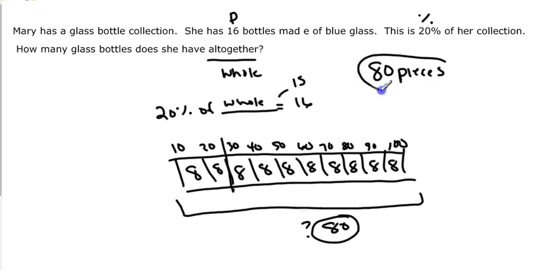If I'm using a ratio table or a double number line, the number above the 100 is what's missing. And at the 20% mark, you would compare that with 16.